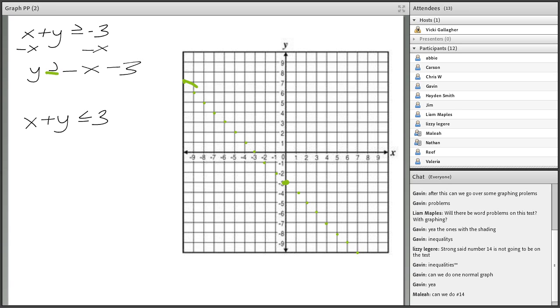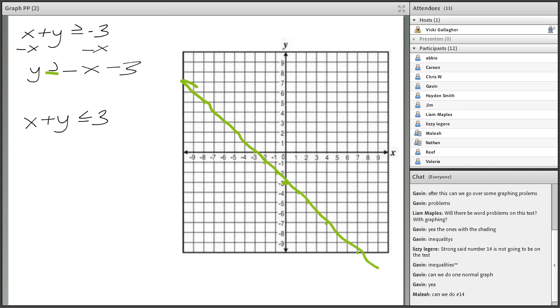Oh my goodness, that made it even worse. And if it does not have the "or equal to," then it's a dotted line. So that's something you have to be aware of, because if you don't draw the right type of line, you're going to lose points.